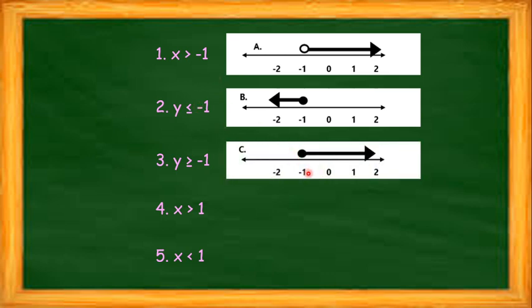So the critical point is negative 1. So what are the numbers that are greater than or equal to negative 1? Since there is an equal sign, we are going to start with negative 1. And all the numbers that are greater than negative 1 are at the right side of negative 1.